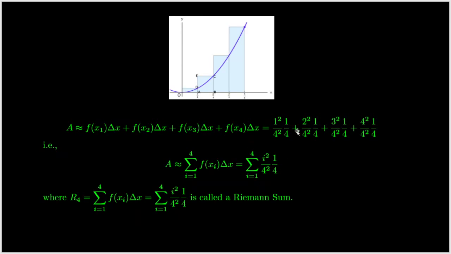Likewise, the sum of these 4 terms can also be represented using summation notation. The same story. Wherever you see i, you replace i with 1. An i value of 1 will determine 1 squared over 4 squared, and then times 1/4, which will give you the first term. So that makes sense. And the value of 2 will give you the second term, and so on.